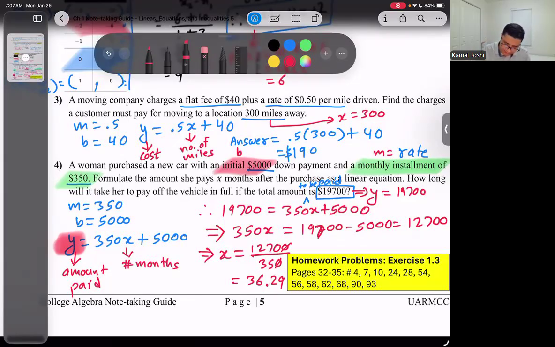So basically what I'm saying is, your answer to this question should be 36 plus months, or 37 months. Either would be acceptable as long as you explain your answer. It will take more than 36 months.